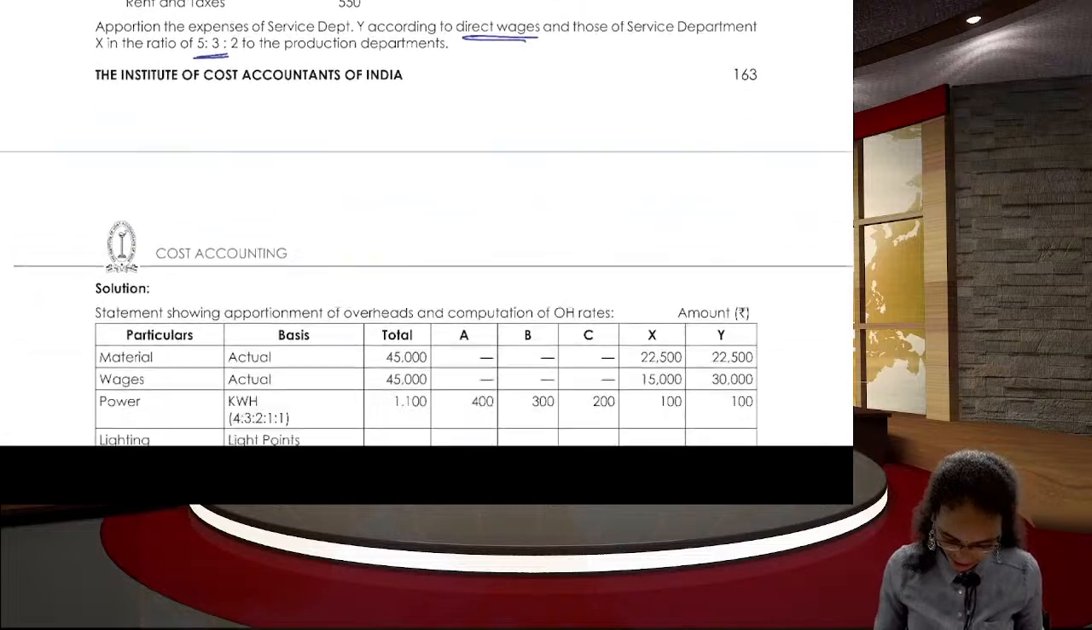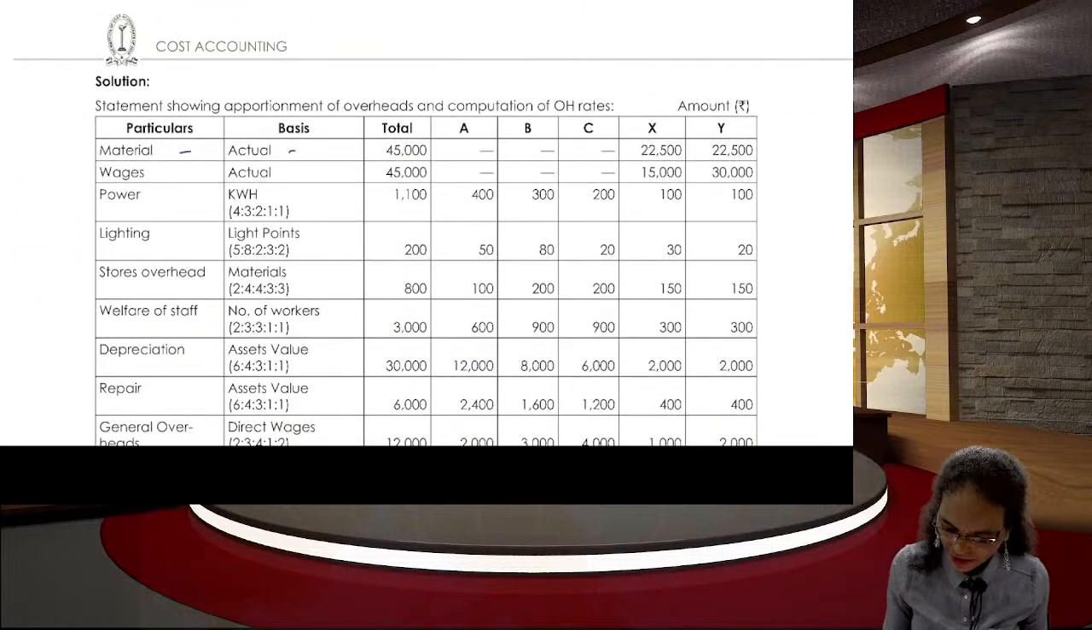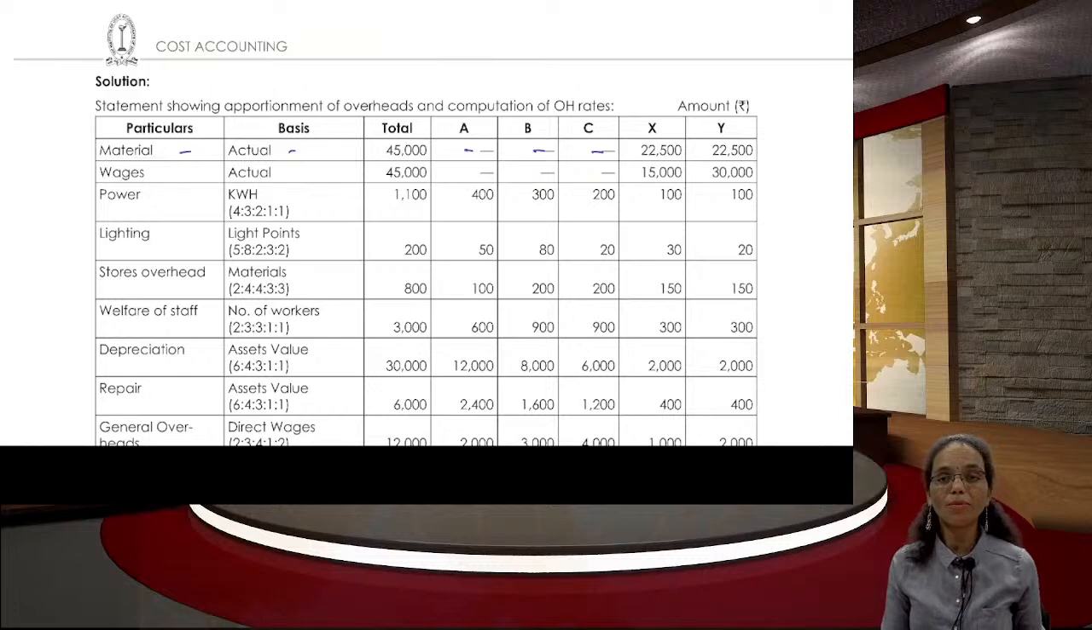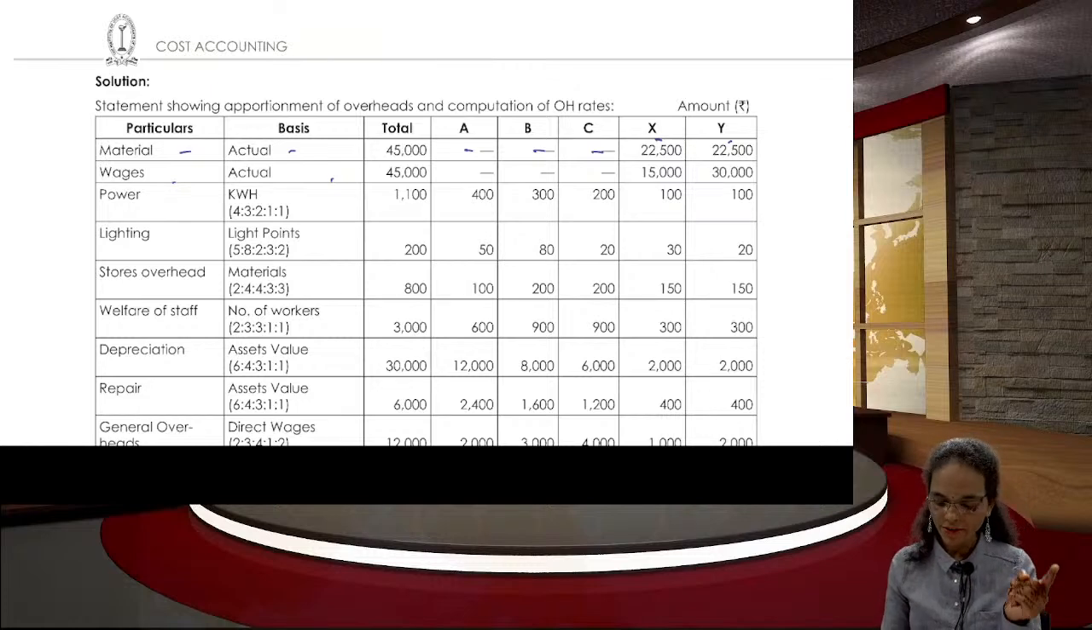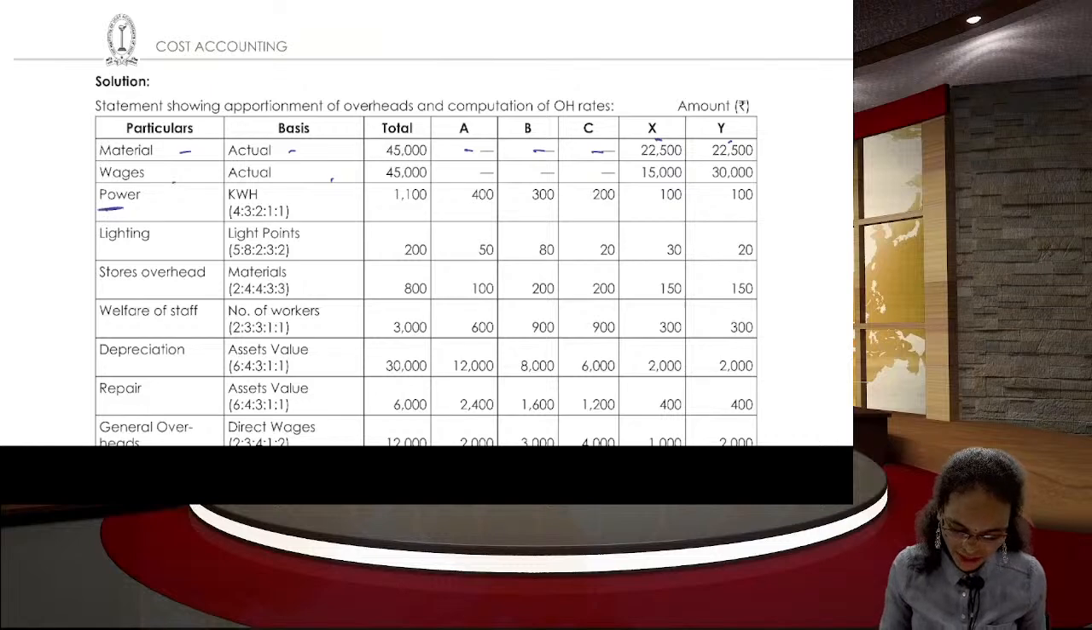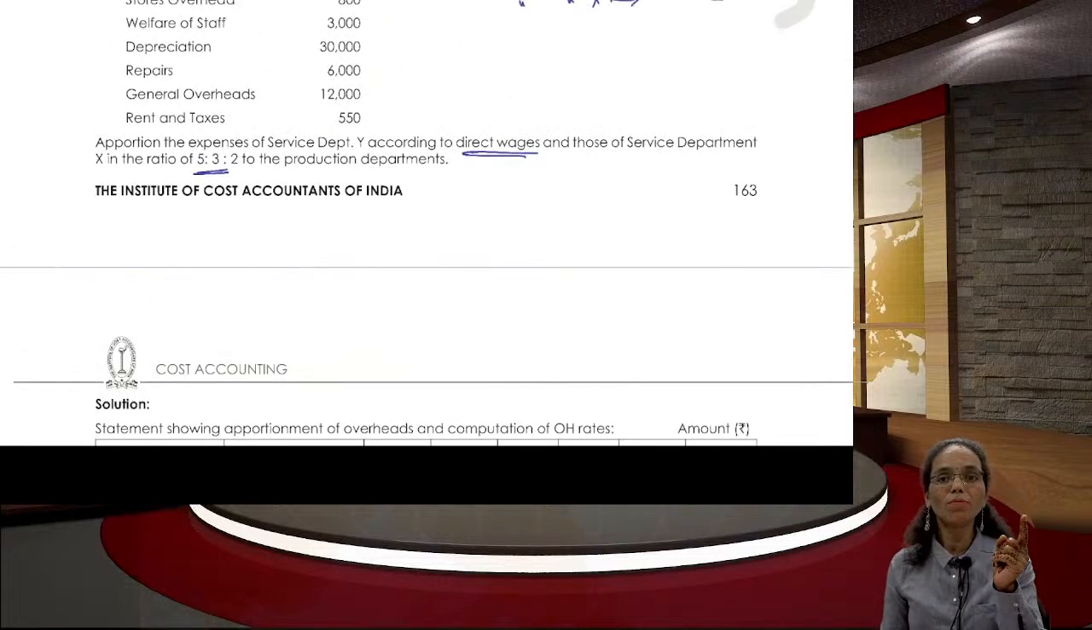Right, come back here. See, material actual one. I told you, for the production departments we should not take it, for the service department we need to take it. Wages actual one, production department we should not take, for the service departments we need to take. Power: I told you, power should be on the basis of the kilowatts per hour.